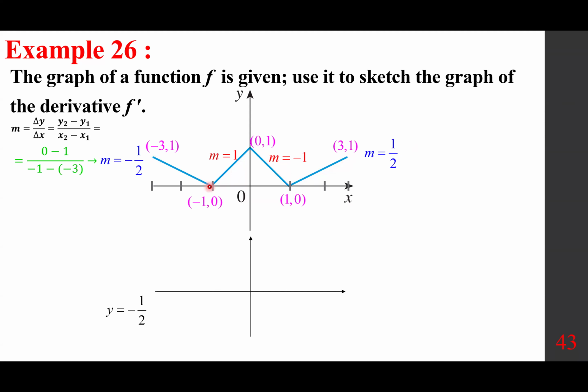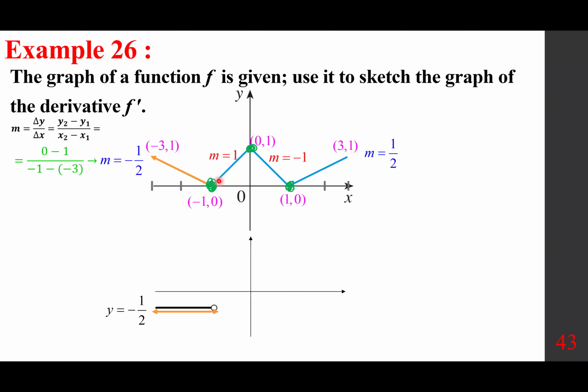So this one covers this portion. So from here to here, we can have a line y equals -1/2. And we have a hole at the end because there's a sharp corner here, here, and here. So at each endpoint, we get a hole.